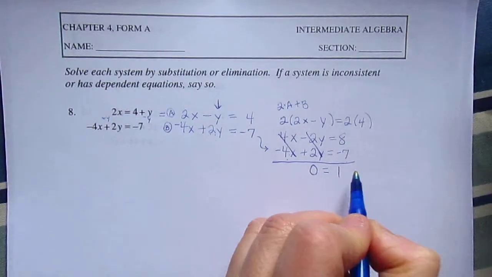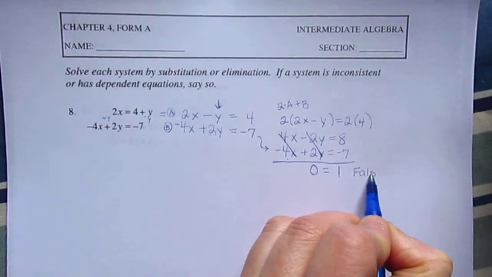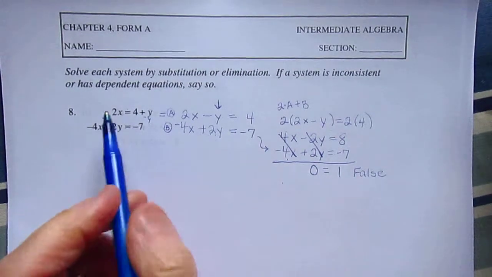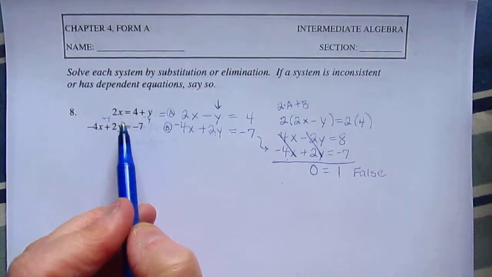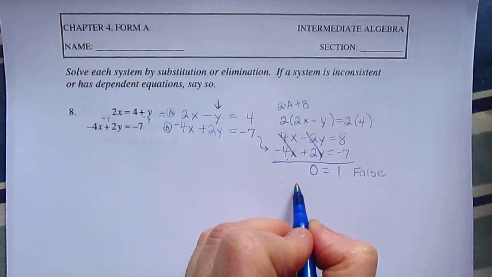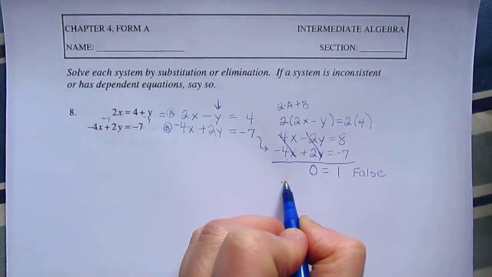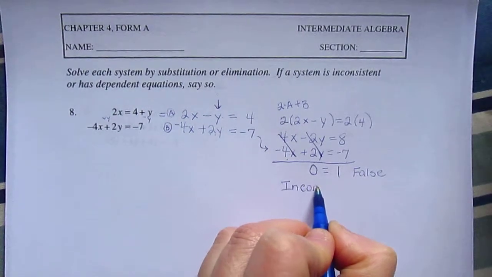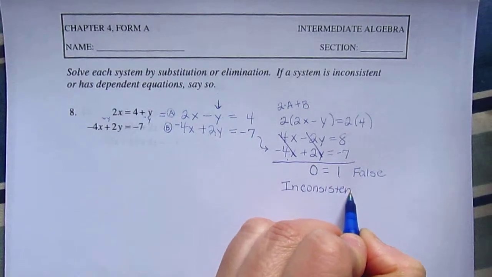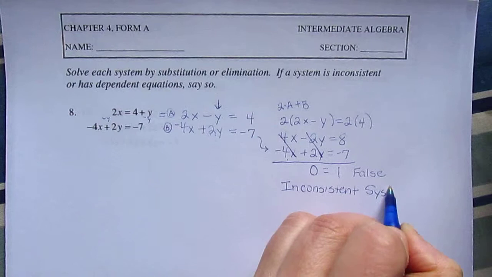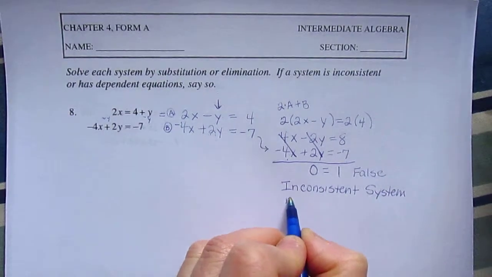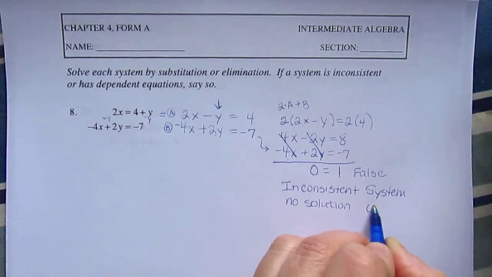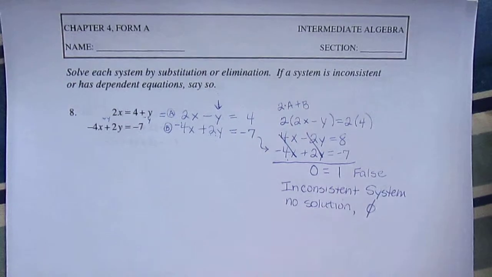Now, is this true or false? It's false. Since this is a false statement, these two equations cannot be true at the same time. I can't solve for it. So this is an inconsistent system, and there are no solutions. Or you can say that it's the empty set. No solutions.